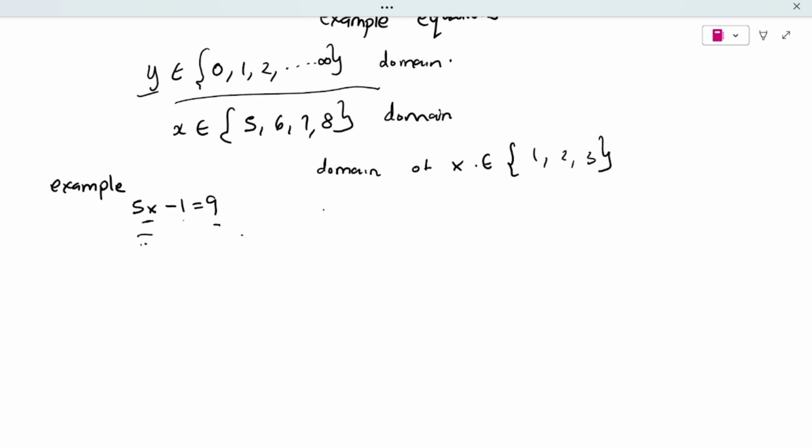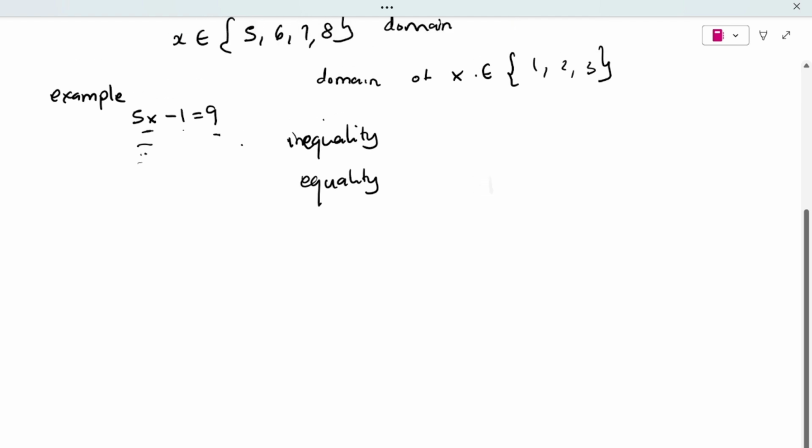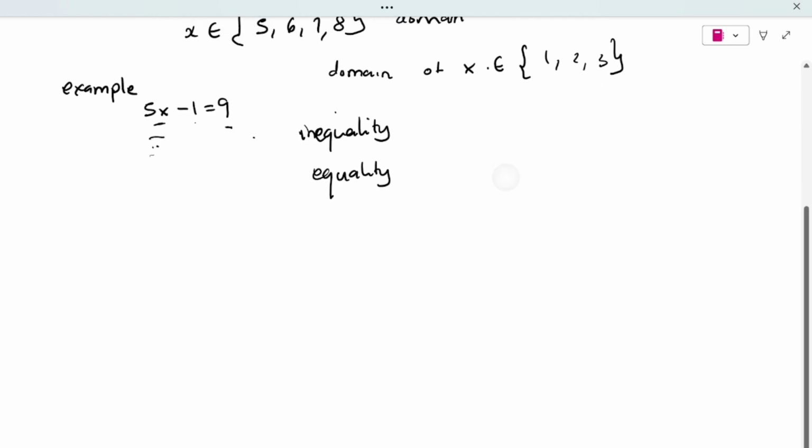So that equation is called an inequality. There's no equality between the left and right. But if we substitute and find that the left hand side is equals to the right hand side, that is an equality equation. So for now, we are finding if the left hand side is equals to the right hand side.